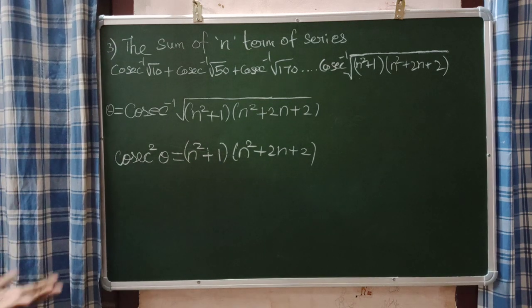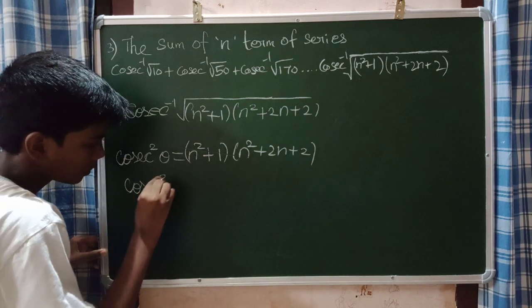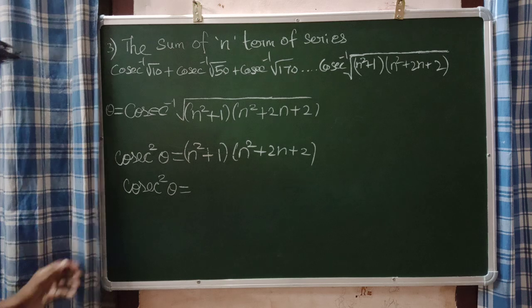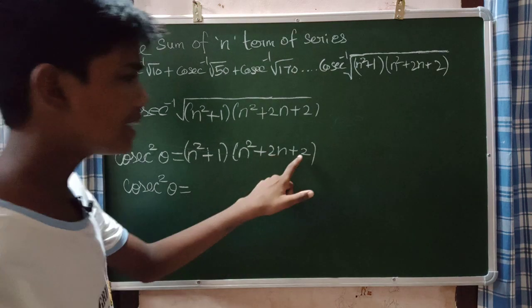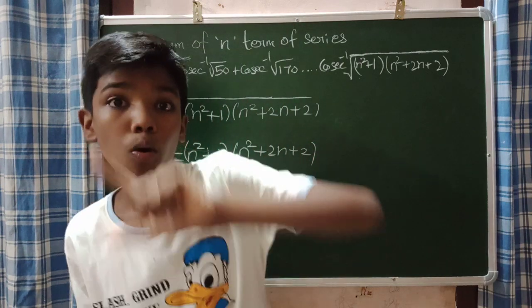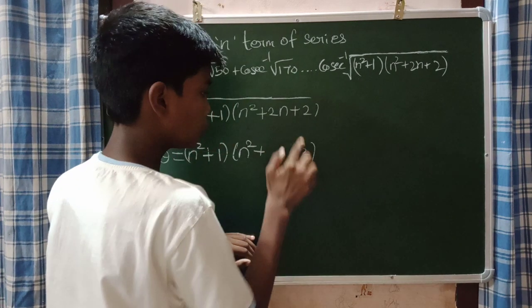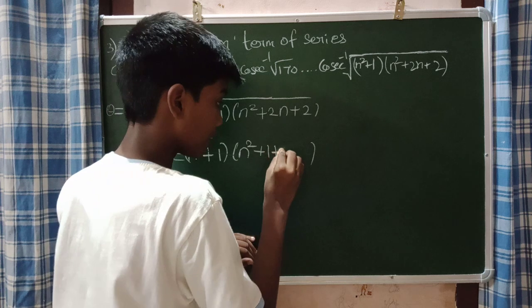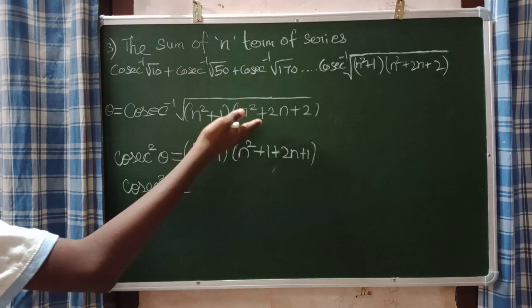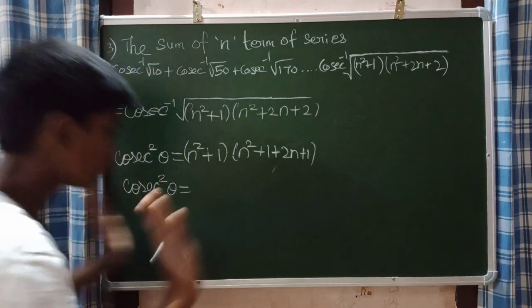Now guys, what I am going to do is a very simple thing. Cosecant square theta is equal to (n² + 1)(n² + 2n + 2). In this expression, I am going to split this 2 as 1 plus 1. So when I split, see guys, 2 as 1 plus 1 means n² + 1 + 2n + 1. What am I doing, guys? A very basic thing. Here it is n² + 2n + 2. I am just splitting this 2 as 1 plus 1, and 2n is the same. That is what I am doing.